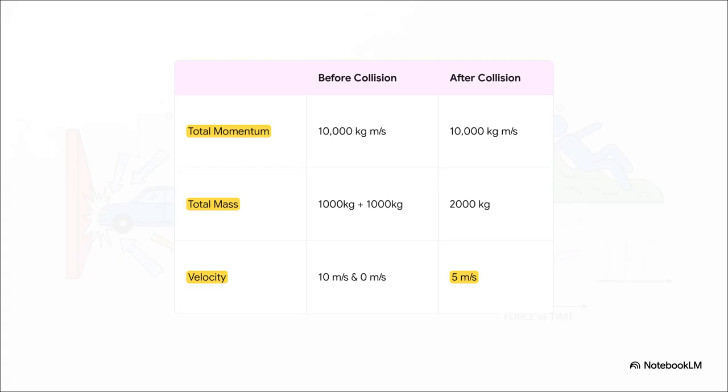All right, let's break this down. Before the collision, only the first car is moving. Its momentum is its mass, 1,000 kilos, times its velocity, 10 meters per second. So that's 10,000.